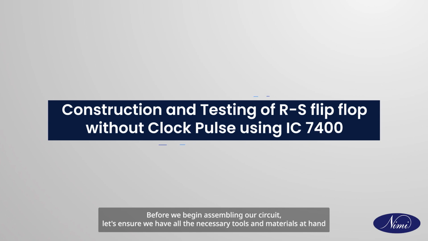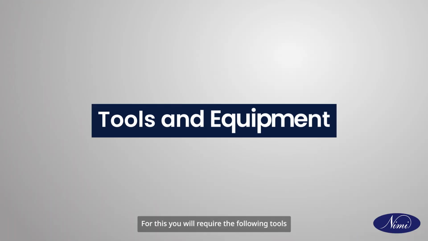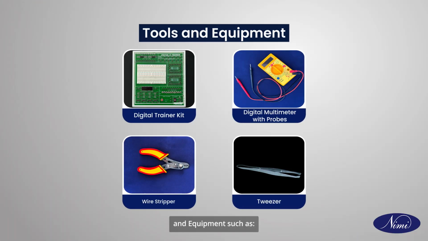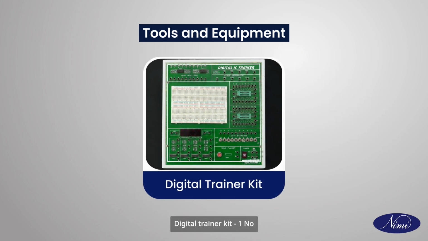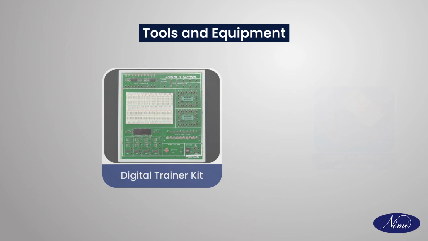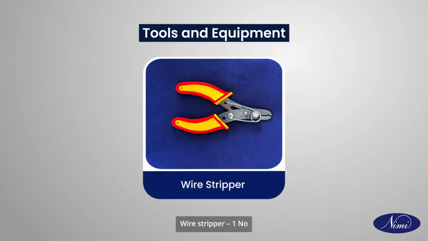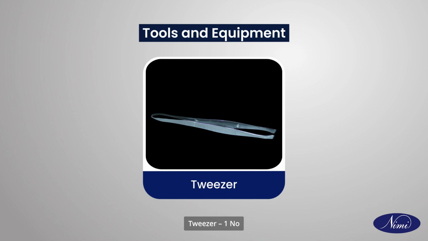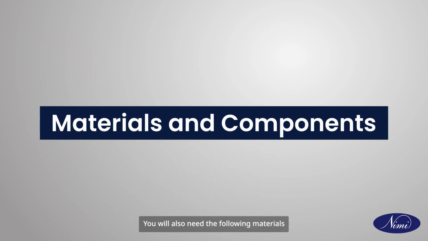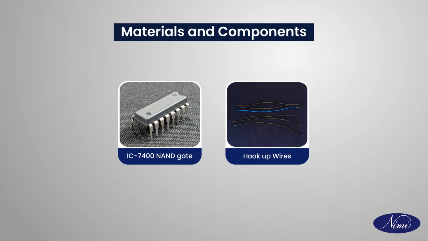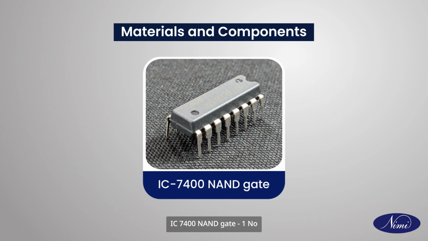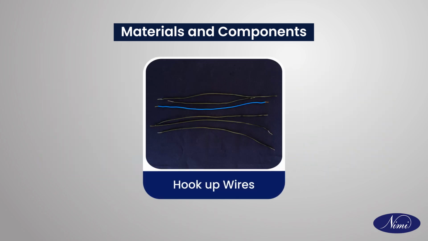Before we begin assembling our circuit, let us ensure we have all the necessary tools and materials at hand. For this, you will require the following tools and equipment such as digital trainer kit 1 number, digital multimeter with probes 1 number, wire stripper 1 number, and tweezer 1 number. You will also need the following materials such as IC 7400 NAND gate 1 number and hookup wires as required.